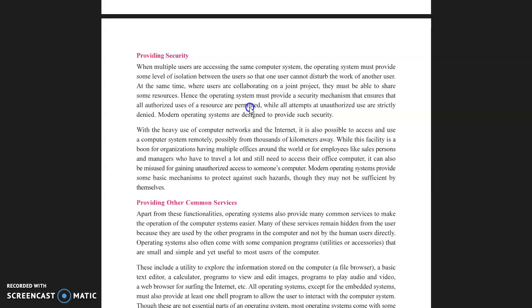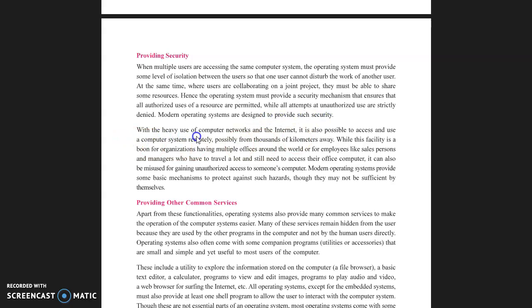Now where there is a desktop connection, anybody may try to connect. So they will be checked: is the authentic user connected with the project? Attempts by unauthorized users are strictly denied with the help of a password or any other code, so only the authorized user will connect. If any other user tries to connect, it will be strictly denied. Modern operating systems are designed to provide such security.